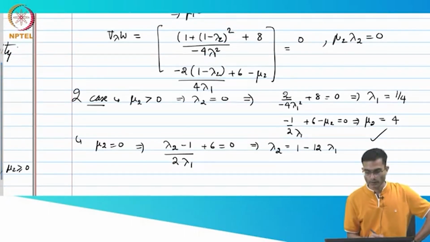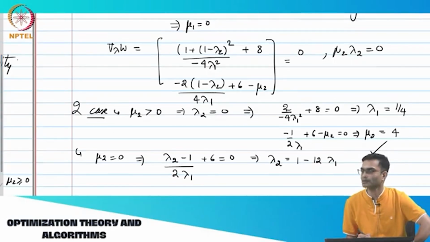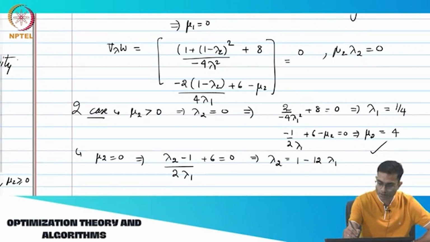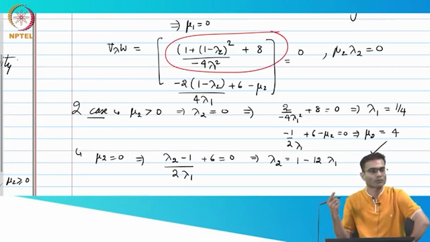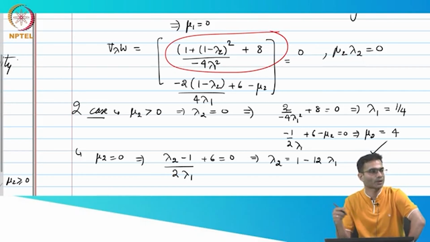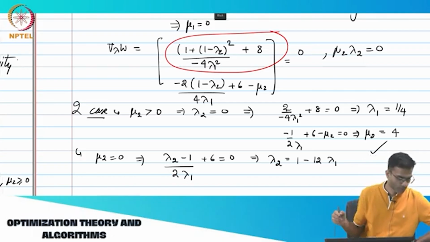That implies that lambda 2 is equal to 1 minus 12 lambda 1. Now I can take this value of lambda 2 and substitute it. If you look at the first part of the gradient over here, this is purely lambda 1 and lambda 2. I have got a relation for lambda 2 in terms of lambda 1. I can put it back inside it, right?